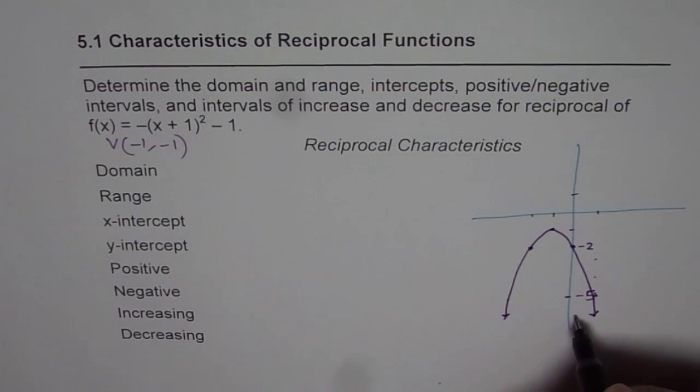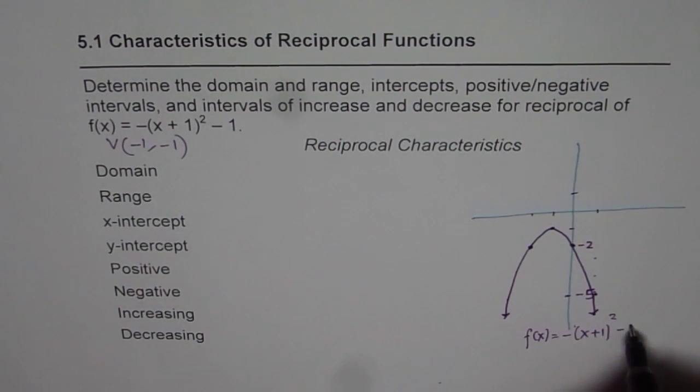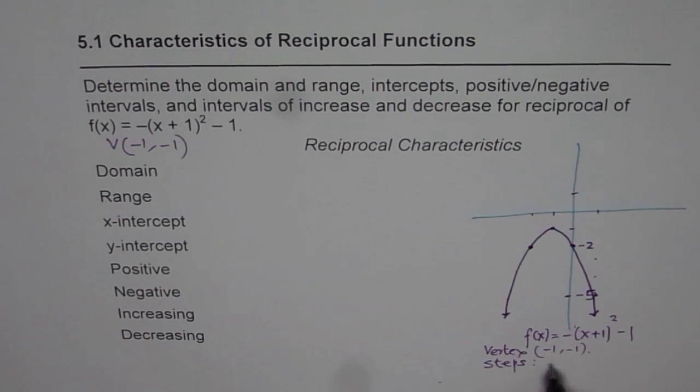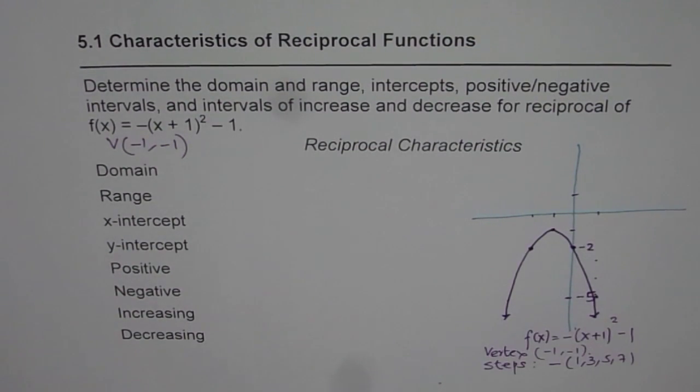So this is our function. Let me write down here f(x) = -(x+1)^2 - 1. I hope you understand how I have sketched it. I started with the vertex, which is at (-1, -1), and then we took steps of minus 1, 3, 5, 7, correct? So that is how we got it. Now as you can see, since there are no x-intercepts for the function, the reciprocal of this function will not have any vertical asymptotes, correct?